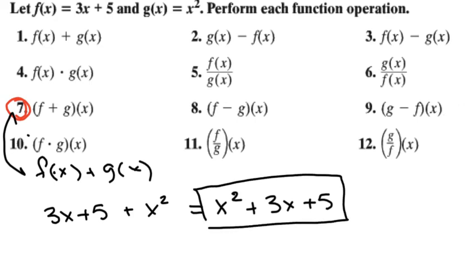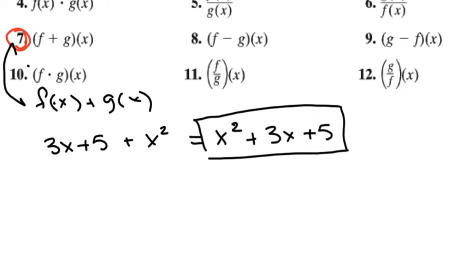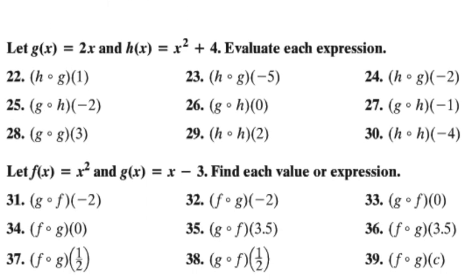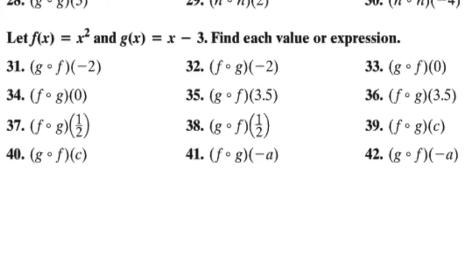All right, going to a composition, the ones that are really tough for you guys. All right, I am going to pick one from the second half, just so I have room to work. Excuse me. Let's do 35. G of f of 3.5. So this translates into g of f of x.